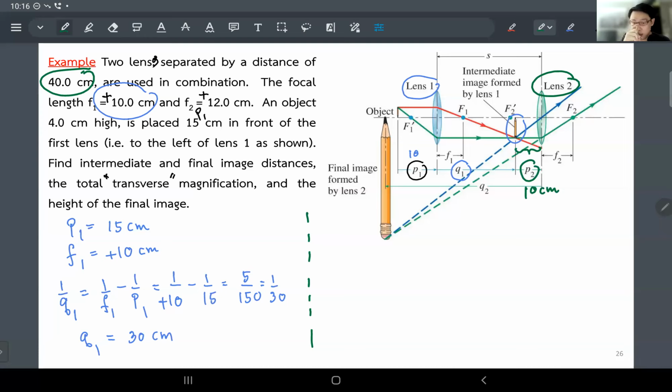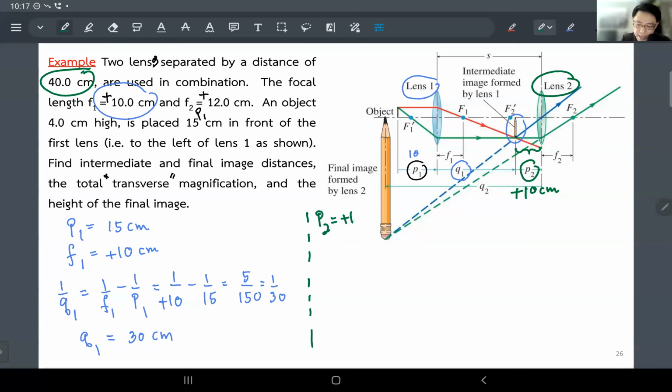Okay, all right. Now, because your image still shows up on the left of lens number 2, you can still treat this as an object for lens number 2, and it still has a positive sign for the object distance because it's still on the left. It's still in the front. Cool. So with that, I'll start doing the second part of the calculation.